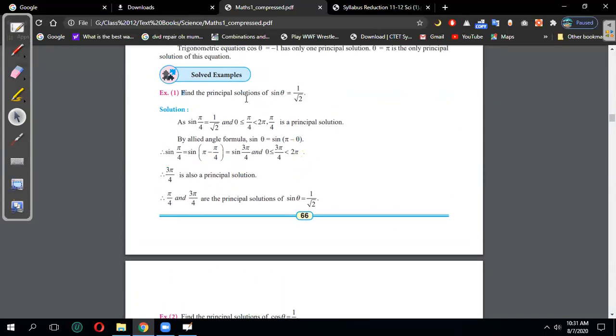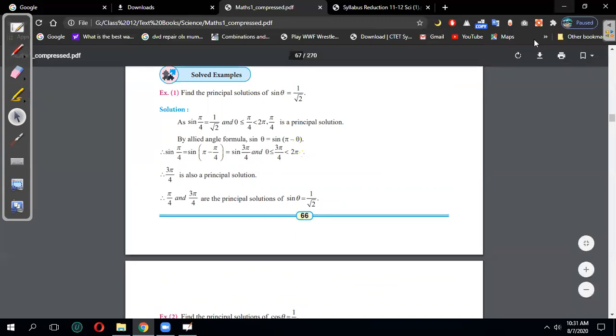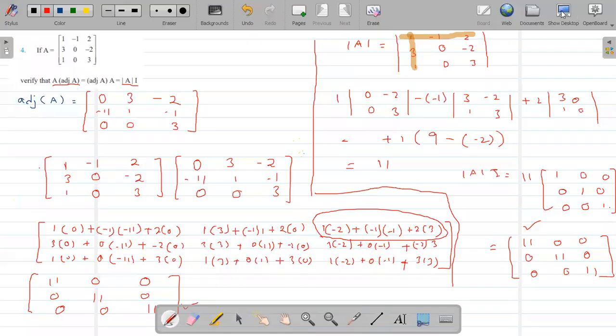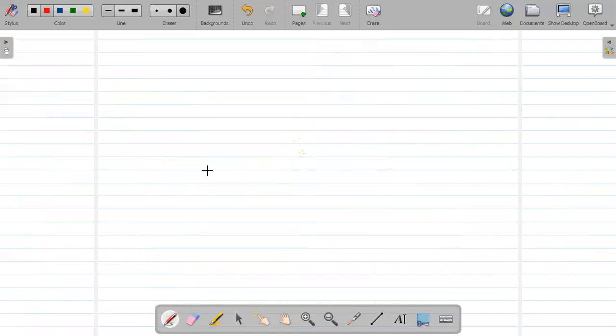So here is the very first question. It says, find the principal solution of sine theta is equal to 1 upon root 2. So how are you going to solve this question? Let me show you. There are tons of formulas when we talk about trigonometry, but I want you to remember only one pattern to solve all kinds of questions in trigonometry. So I am drawing here a quadrant.